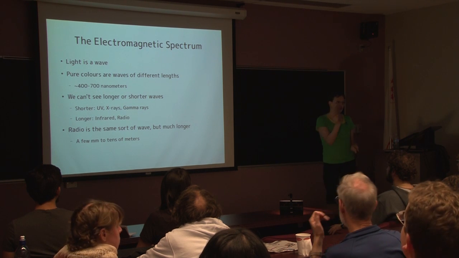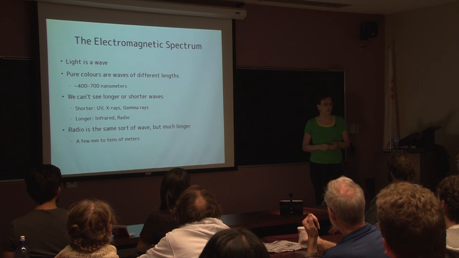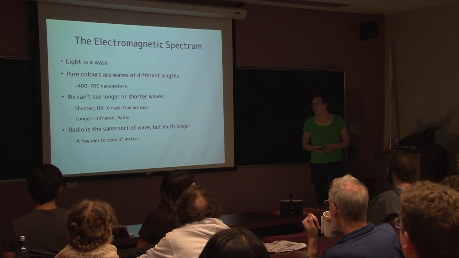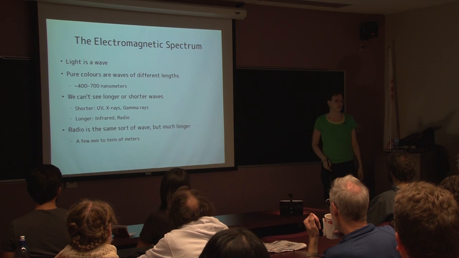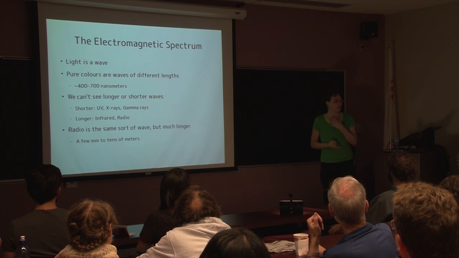700 nanometers is a little more than half a micron, half a millionth of a meter. For radio, we use a few millimeters to tens of meters, waves long enough that the wavelength is the size of the room. Can people in the back hear me okay? I don't have a microphone, unfortunately.